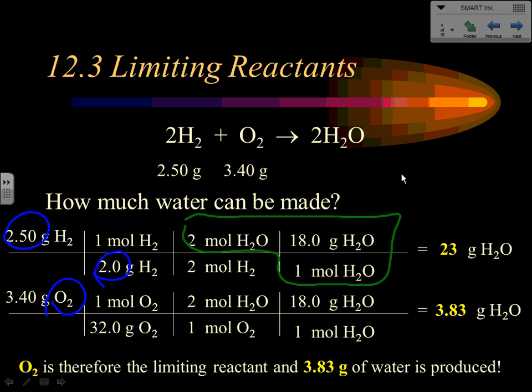How much water can I actually make? Well, I did the prediction. 3.83 grams of water is how much water I can make. And the third thing, what is my excess reactant? Well, that looks like it's the hydrogen. So hydrogen would be the excess reactant.